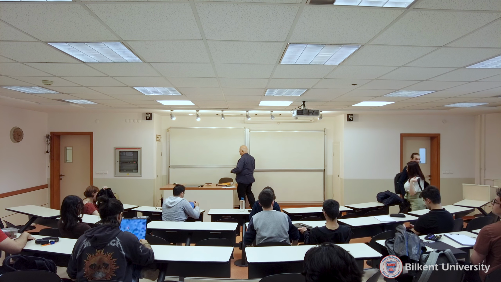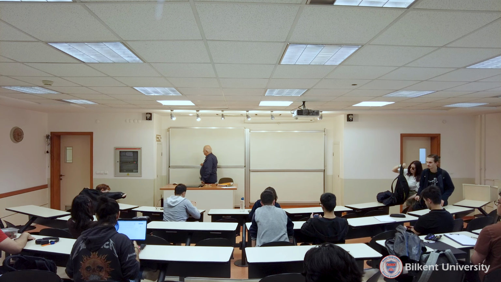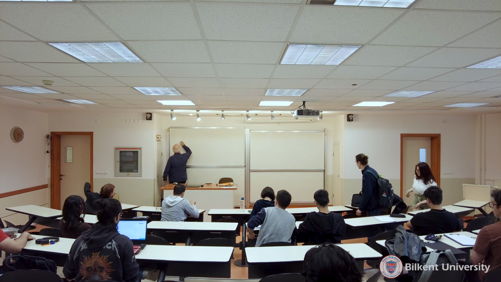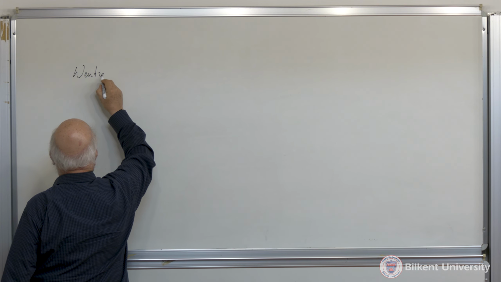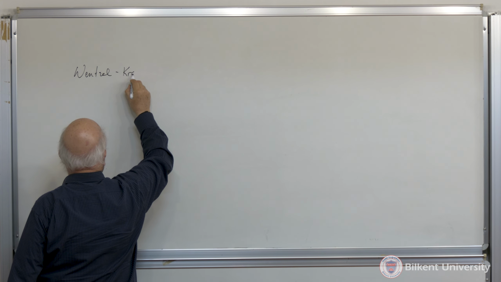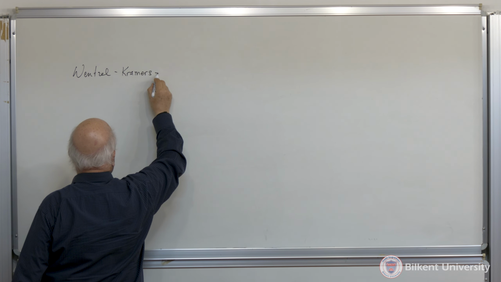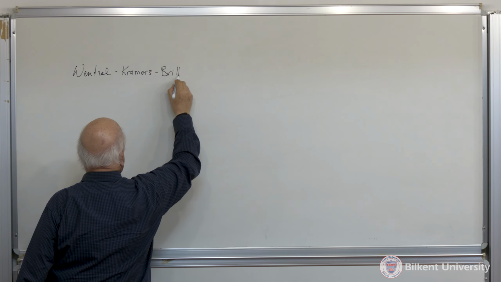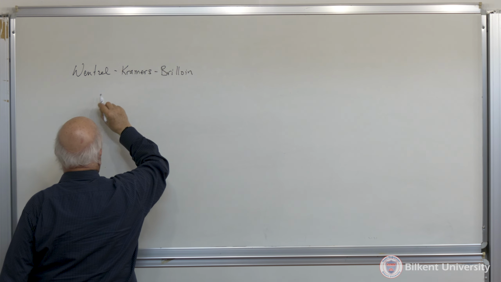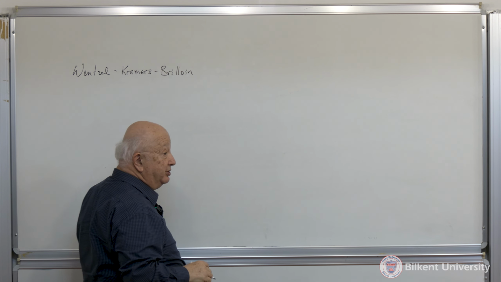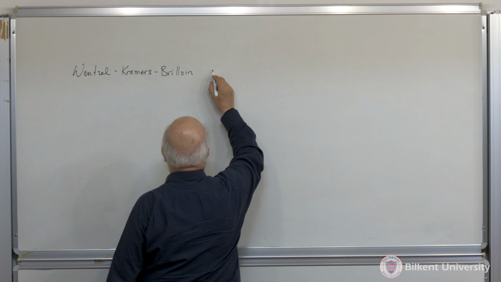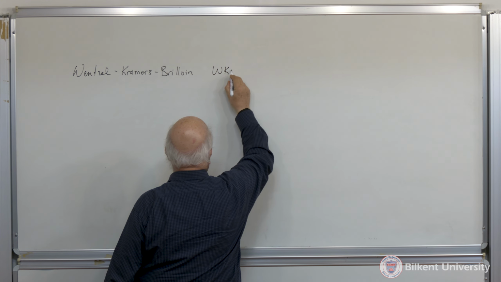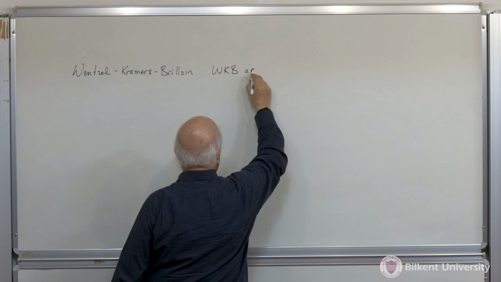Okay, today we'll look at a different method of approximation. It goes Ramsell, Kramer's, Lewin. Okay, so instead of writing all these three names all the time, we just say this is the WKB approximation.